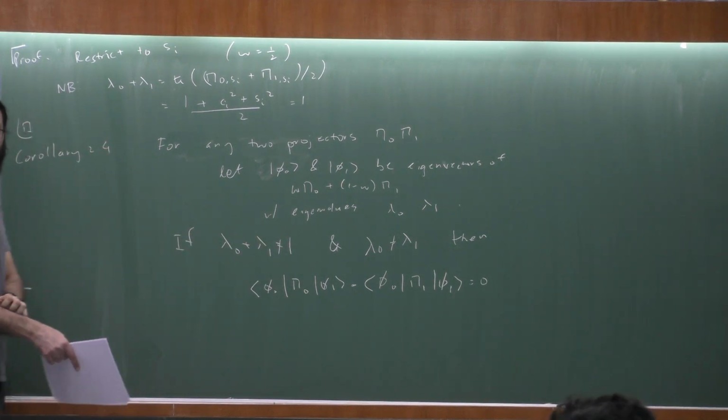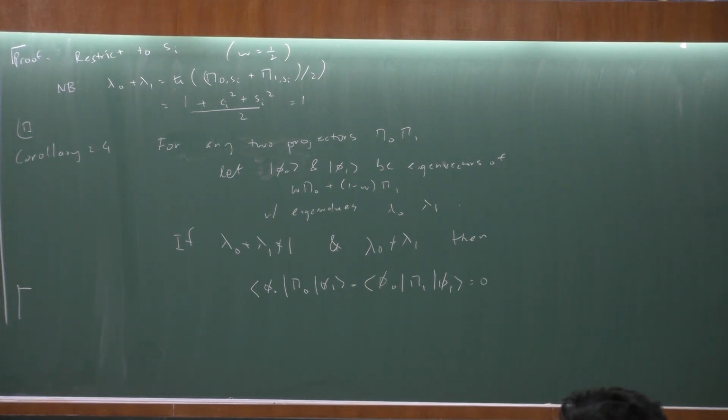Lemma 2.3 sounds strange. So this means that the rank of this projector, omega pi 0 plus 1 minus omega pi 1, is quite high, because for each subspace you have the sum of eigenvalues to be 1. So if there are, say, n subspaces, then the rank of these projectors is n.